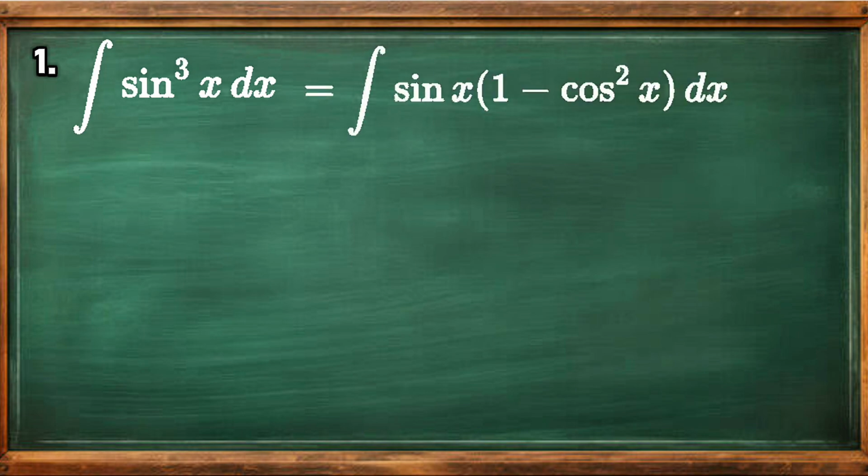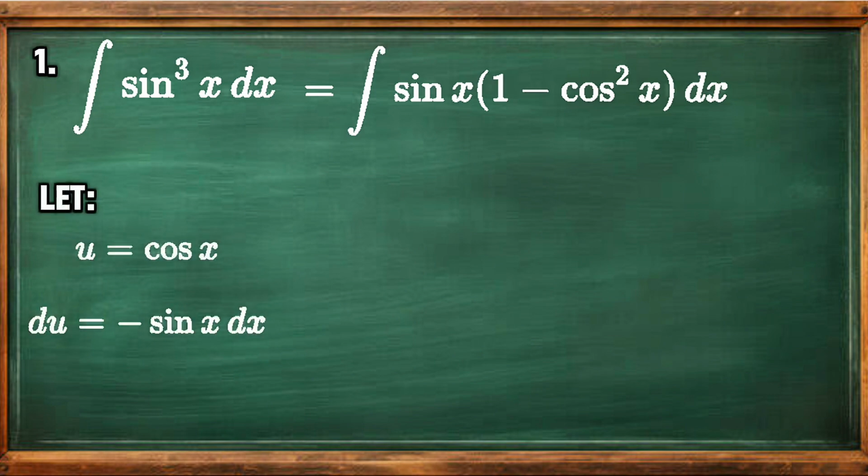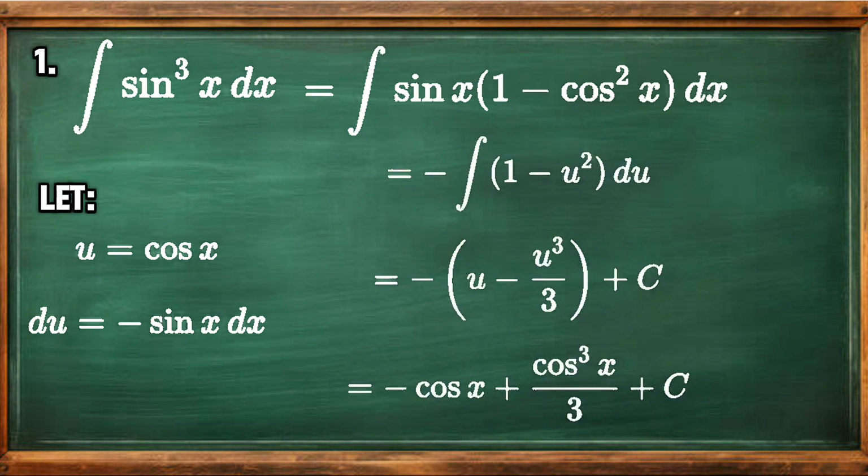Let's try an example. To solve the integral of sine cubed x, we start by rewriting it as sine x times 1 minus cosine squared x. Next, we let u is equal to cosine x, so that our du is equal to negative sine x dx. This allows us to replace sine x dx with negative du, and the integral becomes negative integral 1 minus u squared du. We integrate each term to get negative u plus u cubed over 3 plus c. Finally, we substitute back the u, which is equal to cosine x, giving the final answer negative cosine x plus cosine cubed x over 3 plus c.